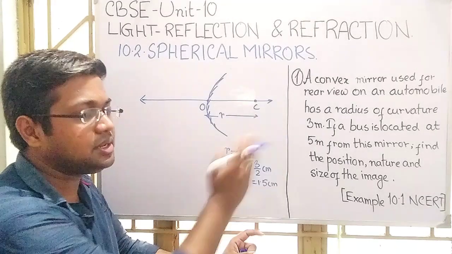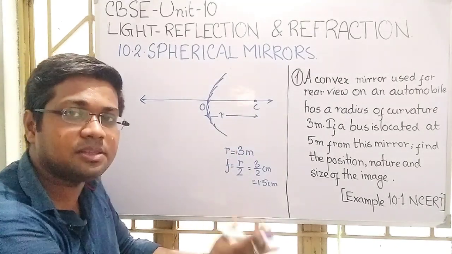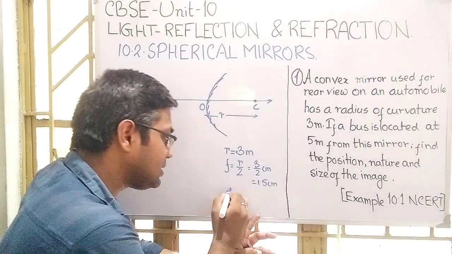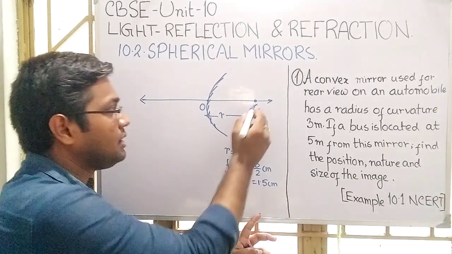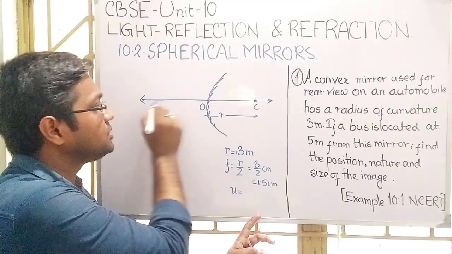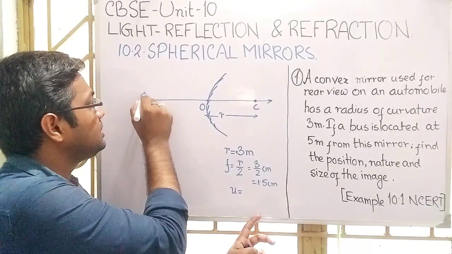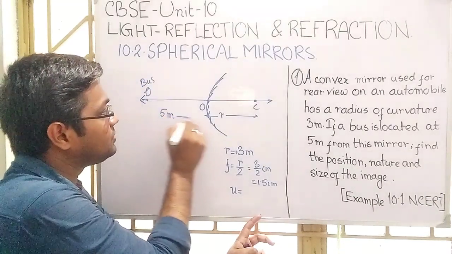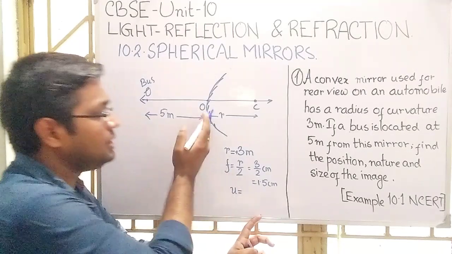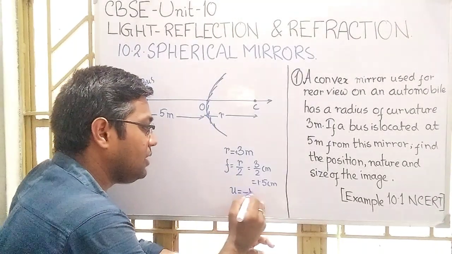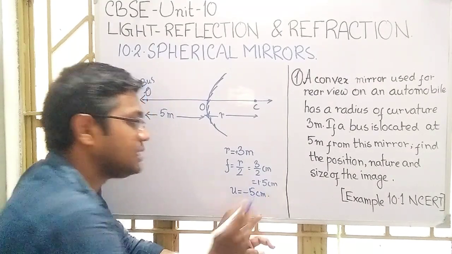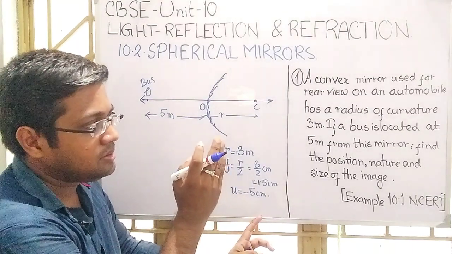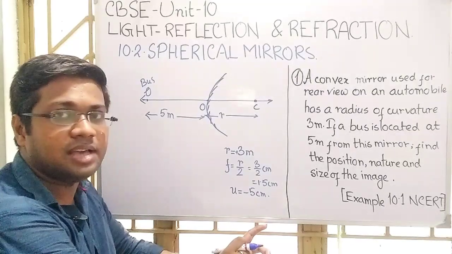If a bus is located at 5 meter from this mirror, what is the bus? The bus is the object of which the image you want to see. So we can say the distance of the object from the mirror is somewhere here. This is the position of the object, here the bus. And it is at a distance 5 meter from the convex mirror, and it is on the left side of O, so we can say u equal to minus 5 meter. Find the position, nature and the size of the image.